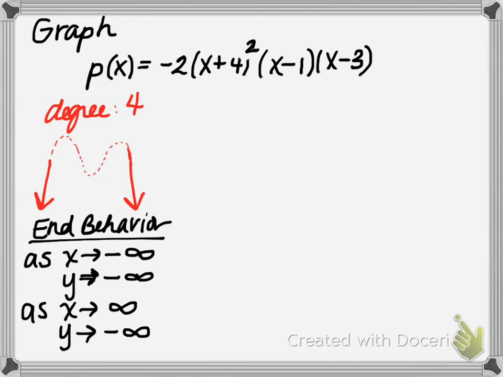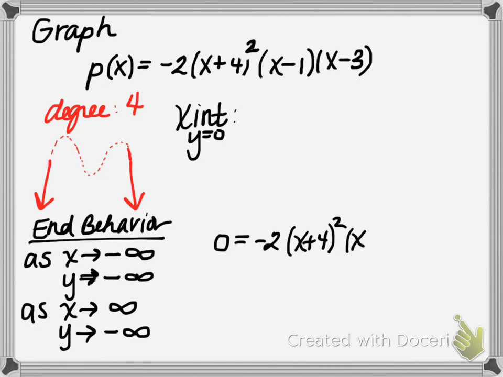So next, let's take a look at the x-intercepts of this function. So we know to find the x-intercepts for any function, we're going to let y equal 0. So in doing that, I'm going to put my work actually down here. I'm going to let y equal 0, so that would be 0 equals -2 times (x plus 4) squared times (x minus 1) times (x minus 3). So we have this big polynomial equation to solve.